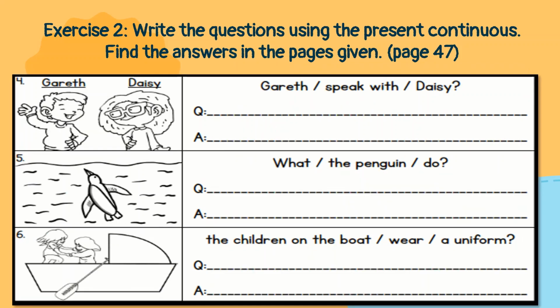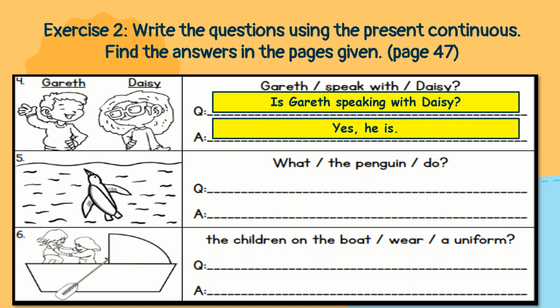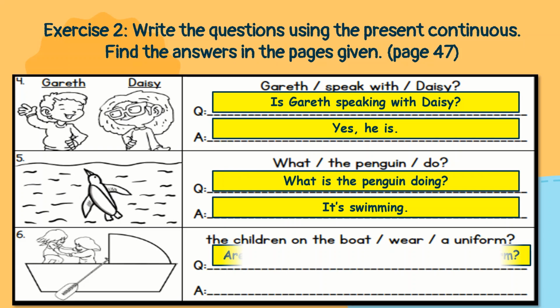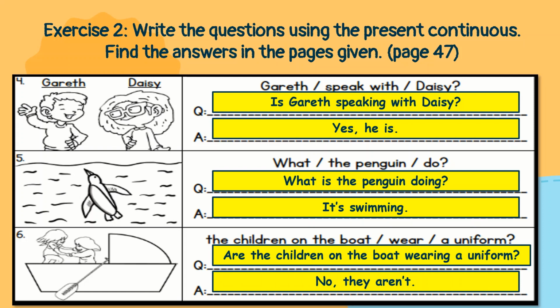Number 4, Garrett speak with Daisy. So speak kita tukar kepada speaking. So is Garrett speaking with Daisy? Yes, he is. Number 5, what penguin do? So we say doing. What is the penguin doing? It's swimming. Next, the children on the boat wear a uniform. So the question would be, are the children on the boat wearing a uniform? No, they aren't.